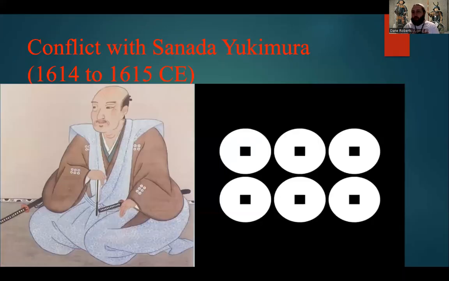But the Sengoku period was still not quite over. The final death throes of the Sengoku period would take place about 14 years later, when Tokugawa Ieyasu faced a rebellion at the hands of the powerful general Sanada Yukimura. Yukimura Sanada was the oldest son of the Sanada clan, and he had actually been essentially a mercenary or a sellsword through much of the Sengoku era.